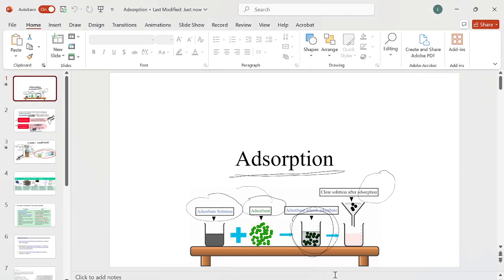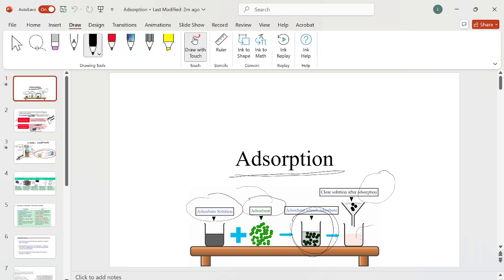So today we will discuss the adsorption process. As you can see here, a diagram in which a solution is present, adsorbent is present, and after the interaction of that solution and adsorbent, we get a clear solution. So the clear solution after adsorption we are getting, we want to see what happened during adsorption that we are getting a clear solution.